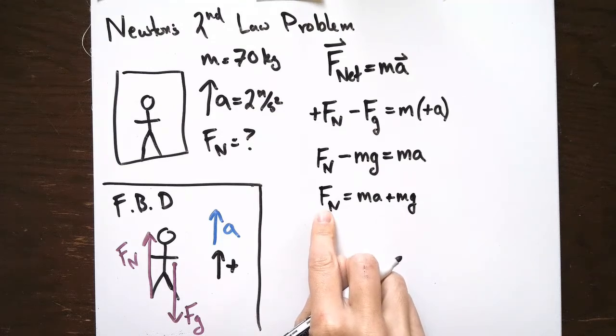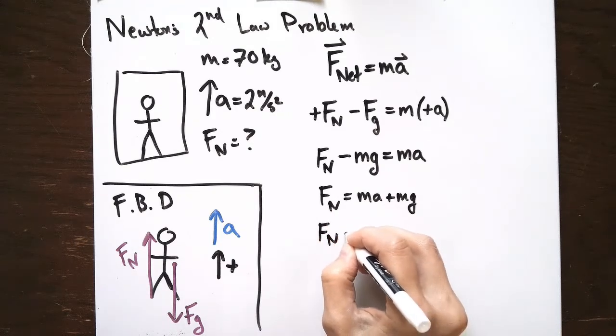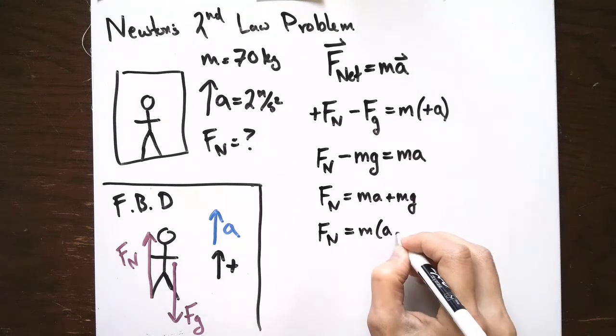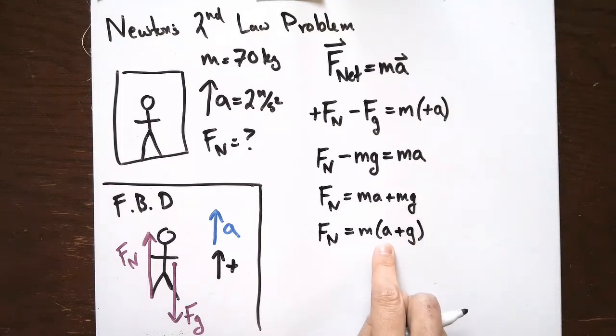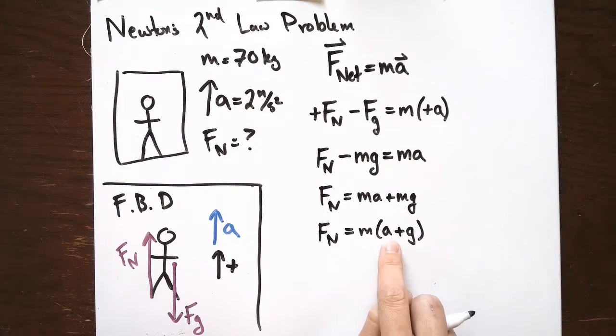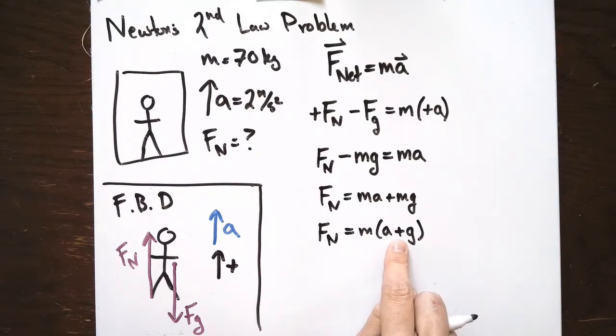So now we have a lovely equation for the normal force. We can actually simplify it just a little bit if we wanted to. Pull out that mass, because it's in both terms over here. And we got the acceleration plus the acceleration due to gravity. So this is telling us that whatever the normal force is, it's going to be more than his weight.